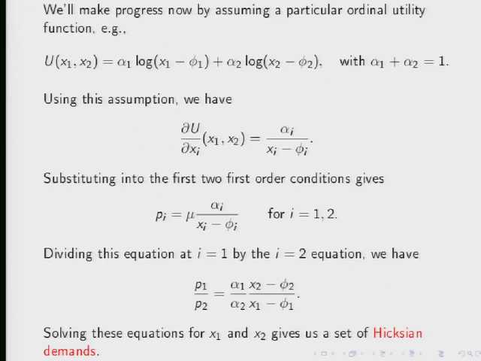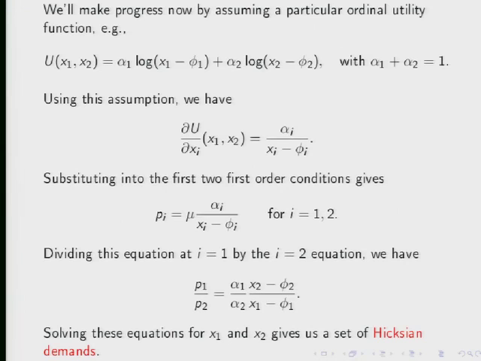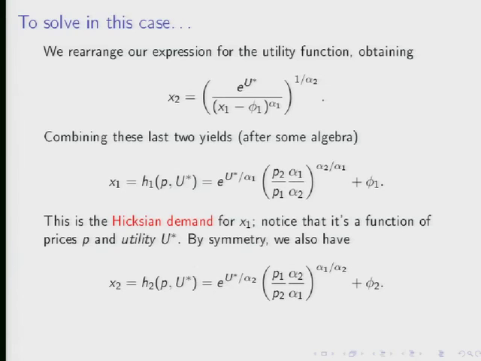If I take the restriction that I just got, and then work with this expression for the assumed utilities, what I get is this expression. So I have x2 equal to (e^u star divided by x1 minus phi1 to the alpha 1), the whole thing to the 1 over alpha 2. It's not terrible, but it's not really a thing of beauty. However, if you work with this a little bit, we get a much nicer expression.